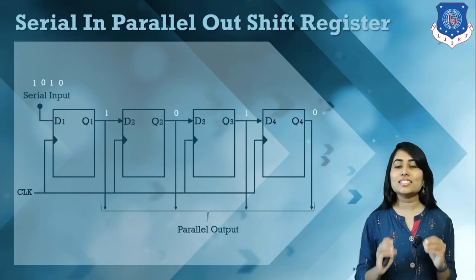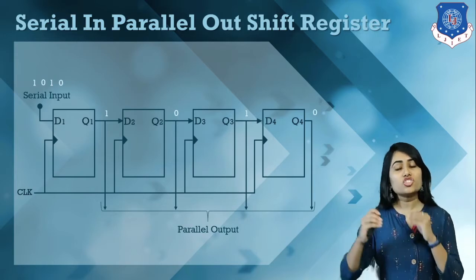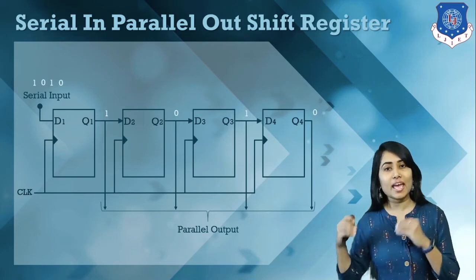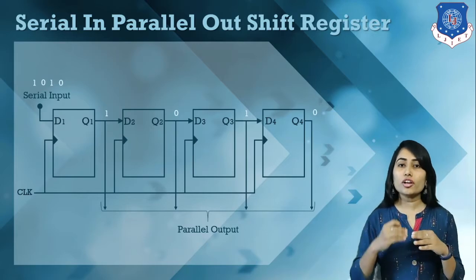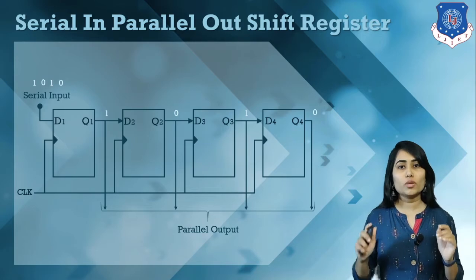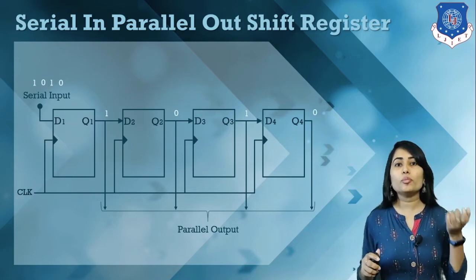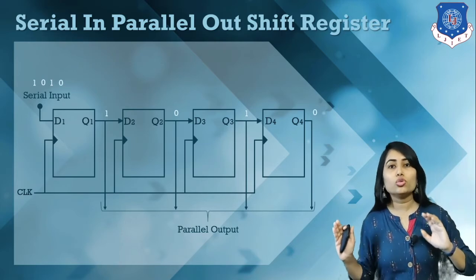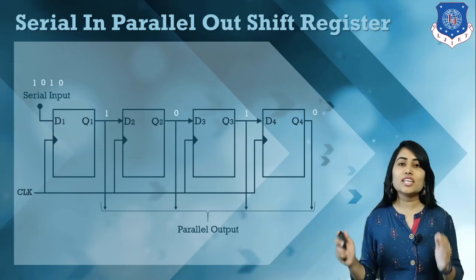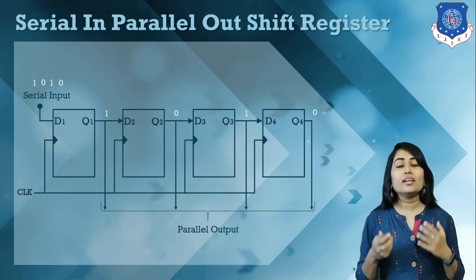So in this serial in parallel out shift register we have an output at each and every stage. But for 4-bit data we have to check the output at the fourth clock pulse, because this 4-bit data requires 4 clock pulses to enter into the flip-flops. That's why we have to wait for 4 clock pulses to check the parallel out data.